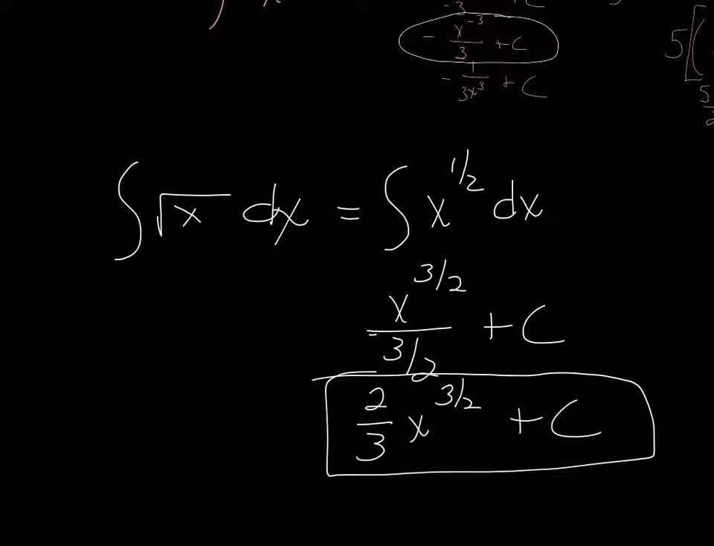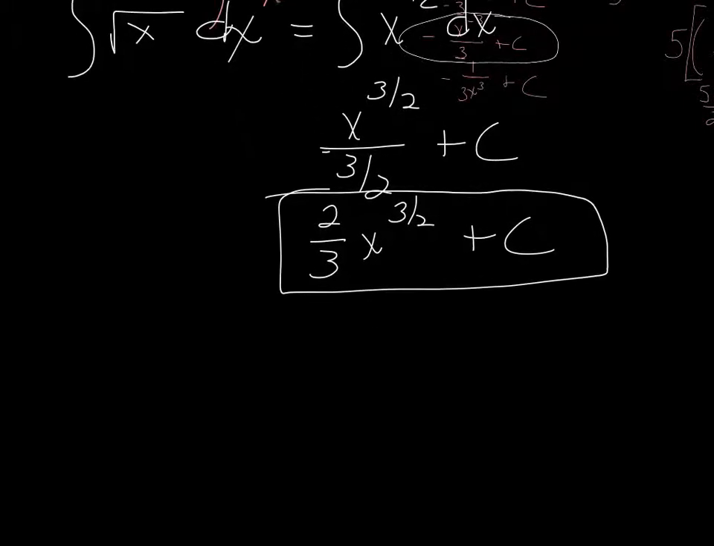So, like how it's x to the 3 halves over 3 halves, is that always gonna look the same? When you take the antiderivative using the power rule, the new exponent becomes your new denominator. Okay, so they're always gonna be the same number. Yeah.